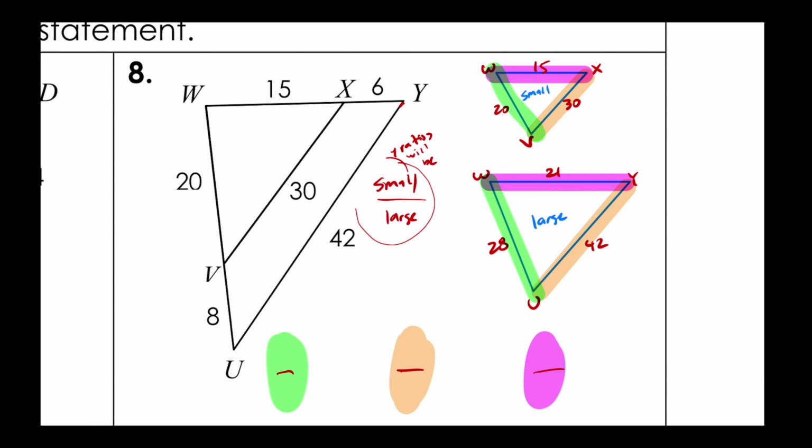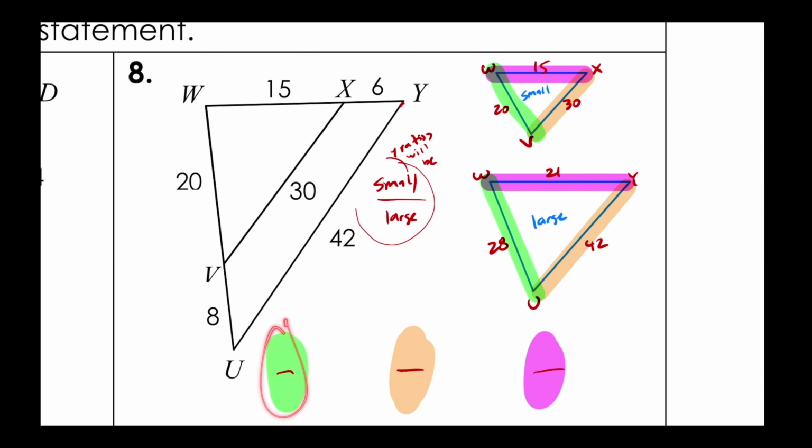So ratio is a fraction. Let's look at the green. And I get to decide if I'm going to go large to small or small to large. I decided I'm going small to large. Doesn't matter which one you do. If you want to put large on the top and small on the bottom, that's fine, as long as you do the same thing for all 3. Okay, so I chose small over large.